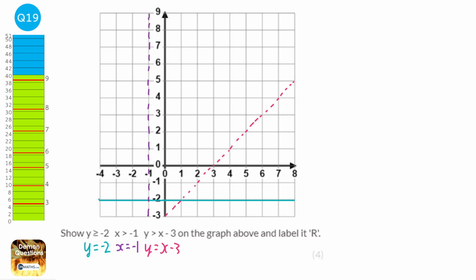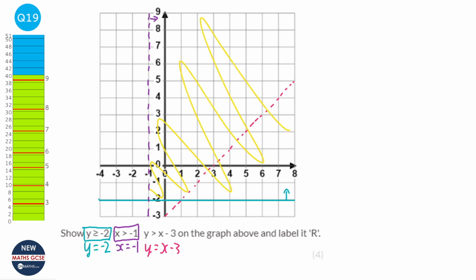Okay, now we've got to work out where the region is. So we've drawn the lines, and the lines are either dashed or solid, and so they're perfect, but we've got to work out where the region is. So we can see on the first one that y is greater than or equal to minus 2, so it's going to be above this line. Okay. You can see on the next one that x is greater than minus 1, so it's going to be this side. So we've already narrowed it down to somewhere in this region here.